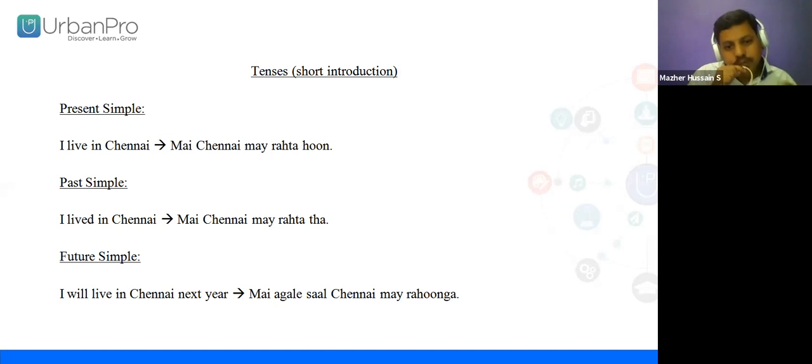So for example, if a woman wants to say the same sentence, then she should say "मैं Chennai में रहती थी." If it is a male, then he should say "रहता था." If it is a female, then she should say "रहती थी." So here it is about your gender. It is not about the opposite gender. It is about your gender.